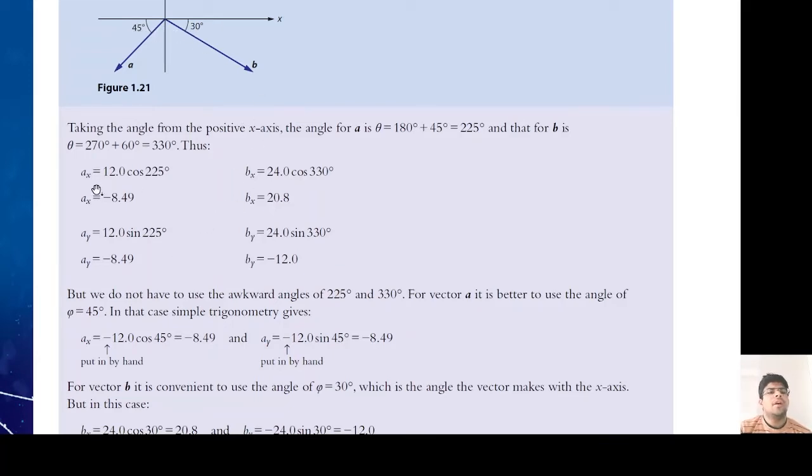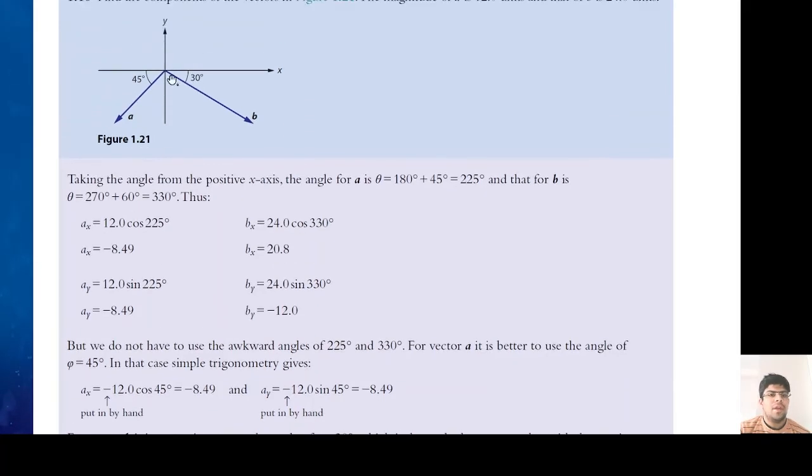And then the x component Ax is 12 cos theta. Theta here is 225 degrees, and Ax is minus 8.4 when we calculate it. Then Bx is equal to 24 cos 330, so Bx equals 20.8, and Ay is the y component.